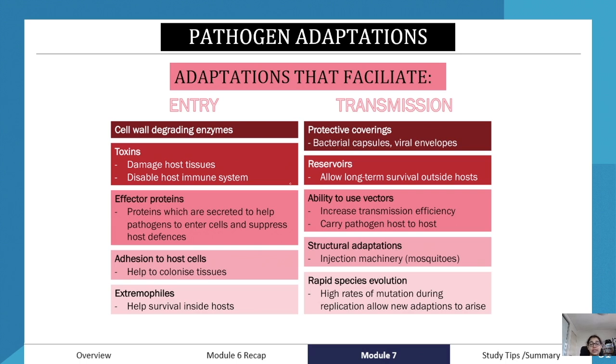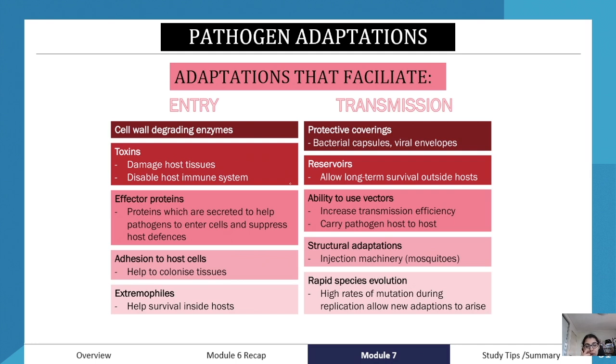Firstly, protective covering: we've got bacterial capsules and viral envelopes. Reservoirs can allow long-time survival outside of the host. So these cells are basically protecting themselves while they're waiting to get into another host cell. Like I said, they've got protective coverings. They can rest in reservoirs, so through that they can survive for a while before they gain a host.